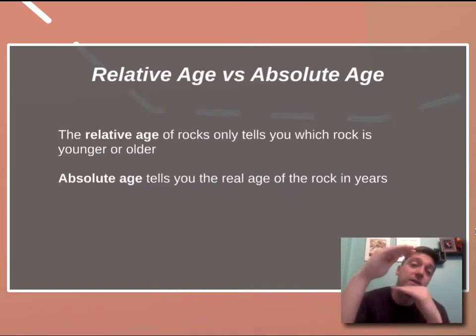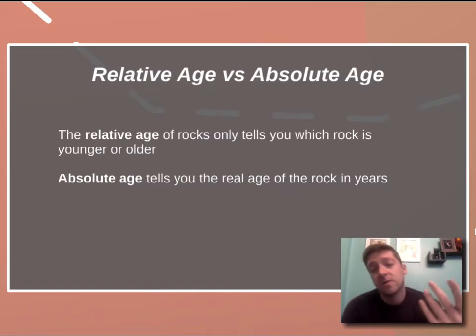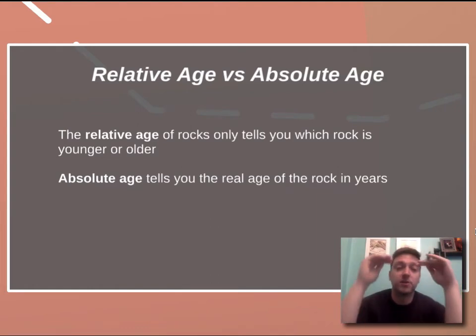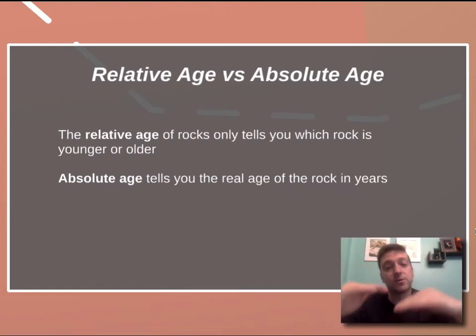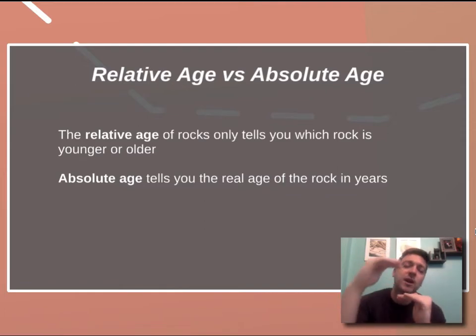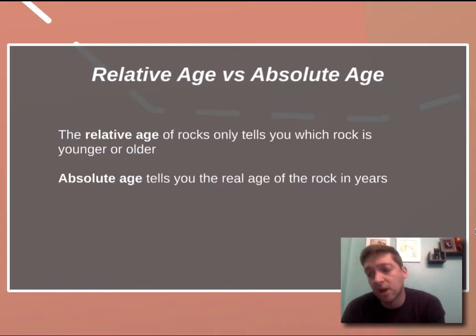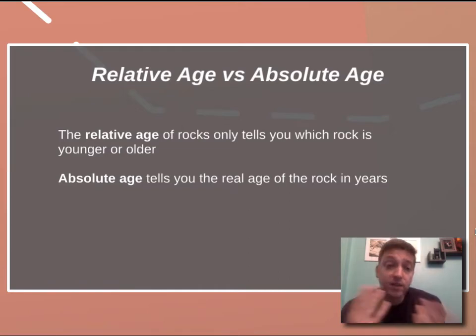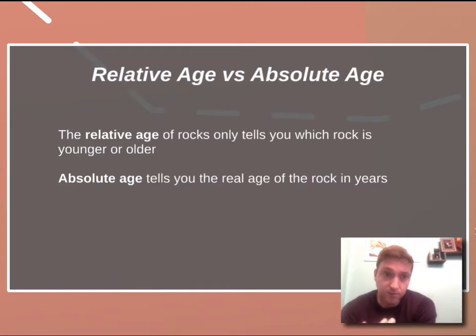Last week we talked about rock layers and how you can tell if a rock is younger or older based on if it's above or below. So we learned that younger rocks, more recent rocks, are near the top, and the oldest rocks are near the bottom. So you have these stacked layers of rocks that tell you which rocks are older and younger relative to each other. So we call that relative age of rocks.